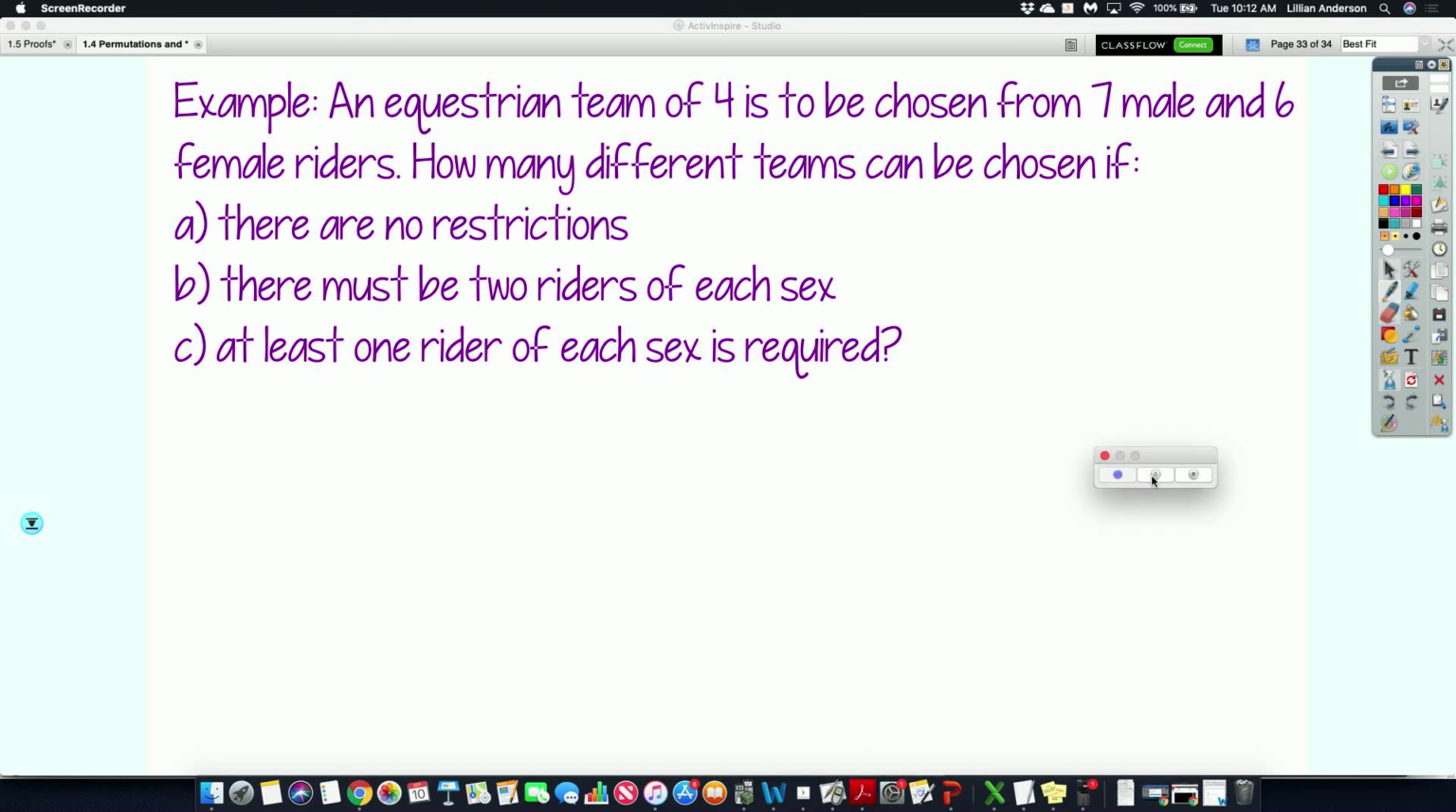All right, so an equestrian team of 4 is to be chosen from 7 male and 6 female riders. How many different teams can be chosen if there are no restrictions? There are no restrictions on their gender. How many riders do they have altogether?